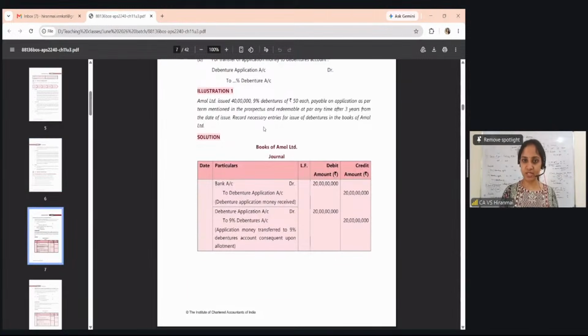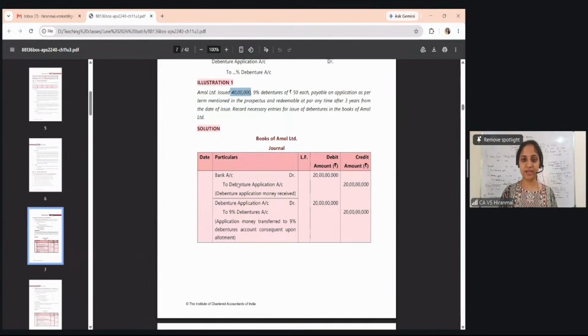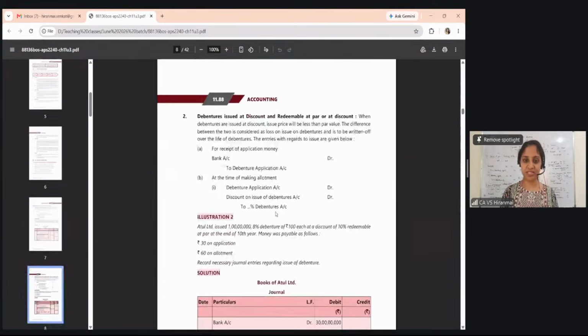So illustration 1, simple question. 40 lakh, 9% debentures of ₹50 each payable on application, redeemable at par anytime. So what will come here? Bank account to debenture application actually, and then debenture application to 9% debentures will come. That's all. That is the entry.